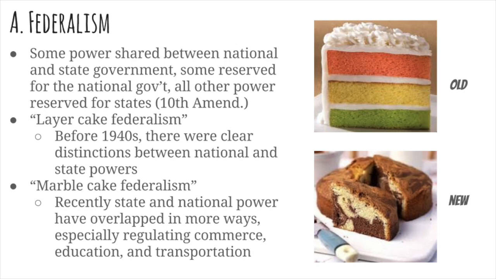The idea that the government would provide money to build highways, or provide money for certain aspects of schools, or even regulate how schools should operate, how commerce should be regulated, that we would have something like a minimum wage law for the entire country. Those ideas only date to the 1940s, and so we sometimes call this marble cake federalism, where the powers are kind of mixed up in between each other a little bit.